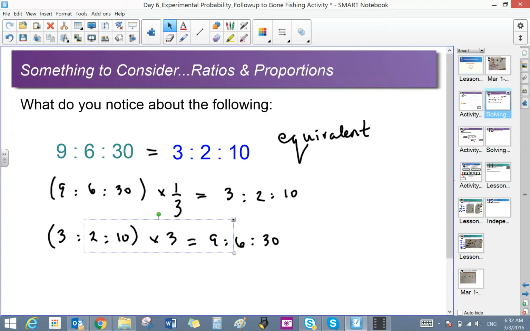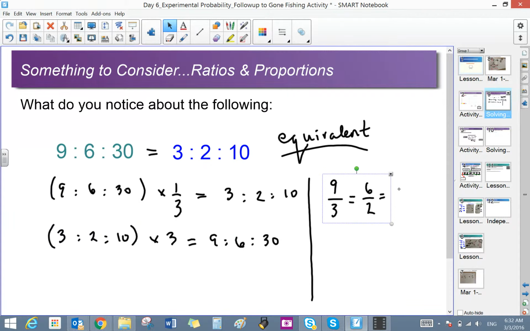Something else too that we can do now is, because they're equivalent, we can write the following statements. Here are just a couple of ways to represent the ratio in fraction form. This is called a proportion, that is an equation with equivalent fractions. So we could write it as 9 over 3 is equal to 6 over 2 is equal to 30 over 10. You can see the equivalence in that.